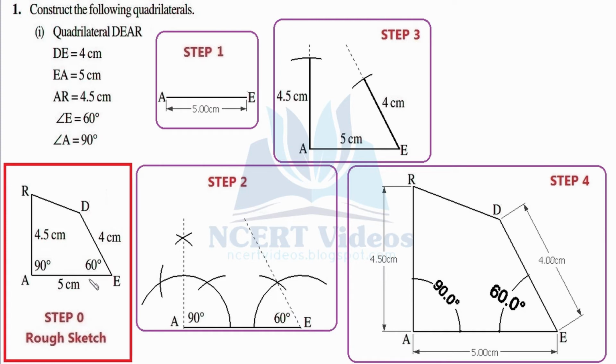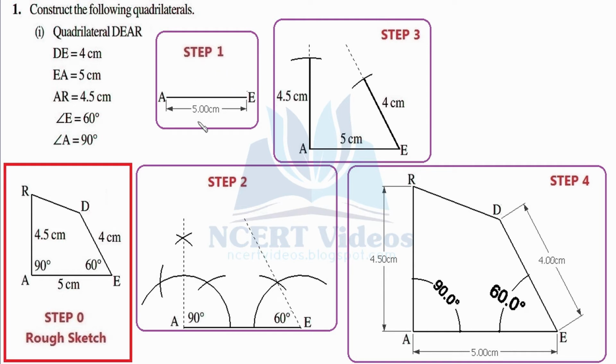And we can now proceed in order to construct our actual figure with our actual measurements. So first of all, as we did in step number 0, we shall construct line segment AE whose measurement is equal to 5 cm. So with the help of a ruler and a pencil, we constructed line segment AE and put down its marking as 5 cm. That is step number 1. Pause it, try to construct it on your own.